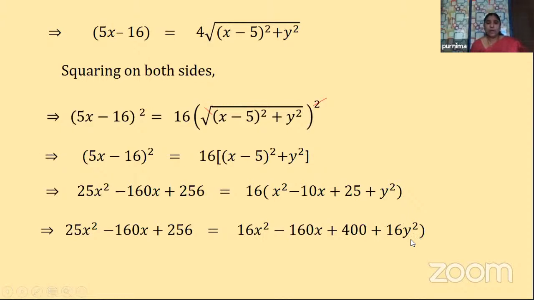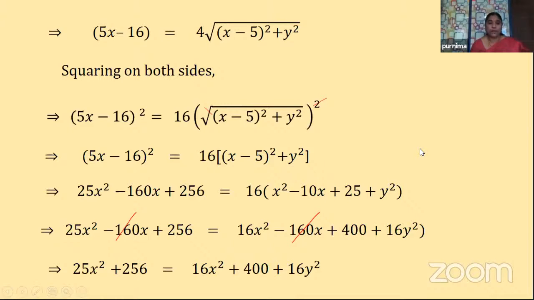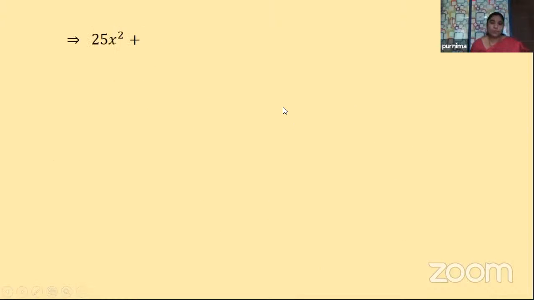Okay. Now here, if you observe here again, what are cancelled? What can be cancelled, children? Yes, you are right. So what is that step here? Minus 160x. And here also we have minus 160x, which are cancelled. Now here, if you cancel them, what we get? 25x square plus 256 is equal to 16x square plus 400 plus 16y square. Here it is, the step here again is what? 25x square plus 256 is equal to 16x square plus 400 plus 16y square.